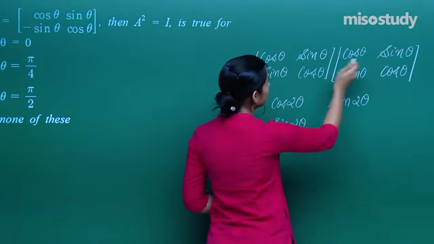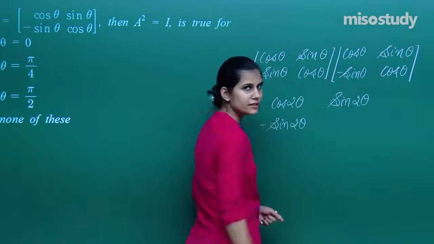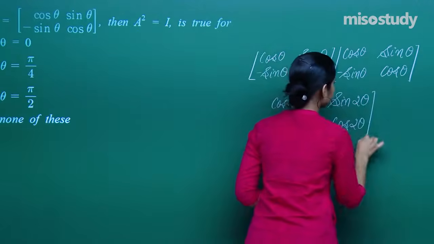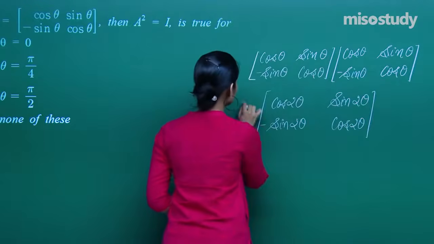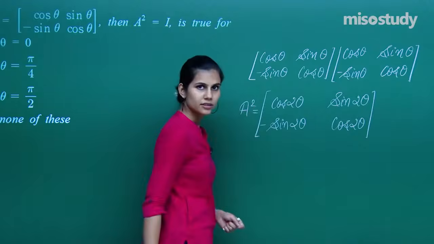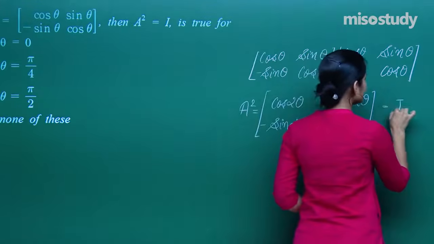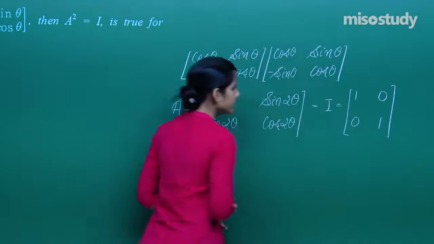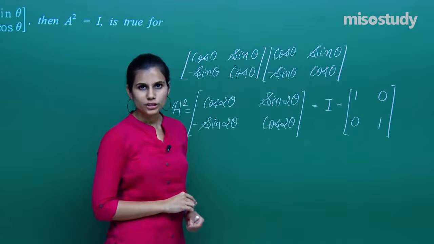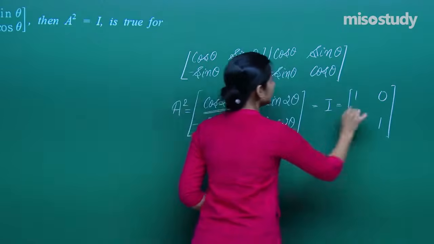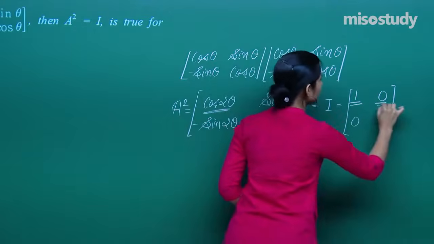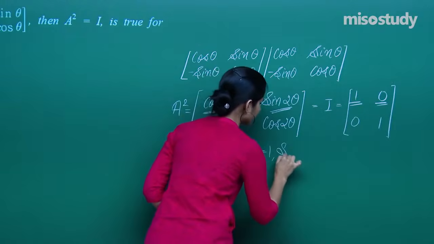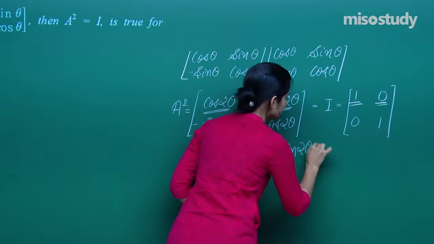And then you have minus sin square theta plus cos square theta, which is cos square theta minus sin square theta, which is cos 2 theta. So this is basically A square. A square is equal to identity matrix of order 2, that means it is equal to 1, 0, 0, 1. Now two matrices are equal when each and every component of them is equal. Cos 2 theta is equal to 1, sin 2 theta is equal to 0.